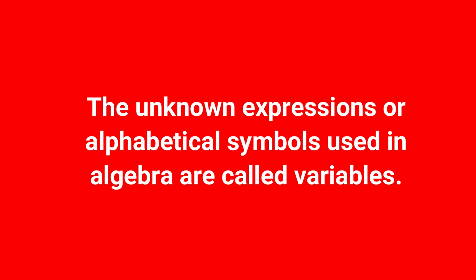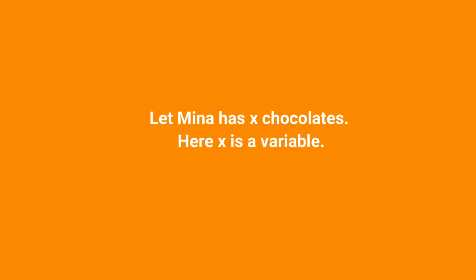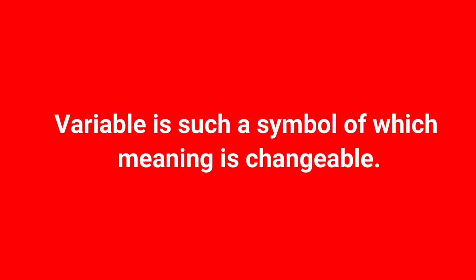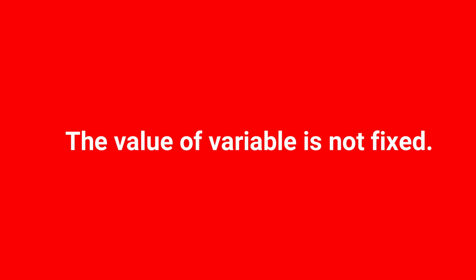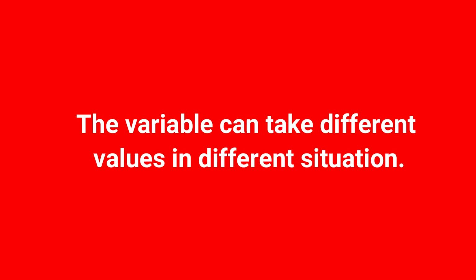Now, variable. The unknown expressions or alphabetical symbols used in algebra are called variables. For example, let Mina has X chocolates. Here, X is a variable. For variable, observe that variable is such a symbol of which meaning is changeable. The value of variable is not fixed. The variable can take different values in different situations.